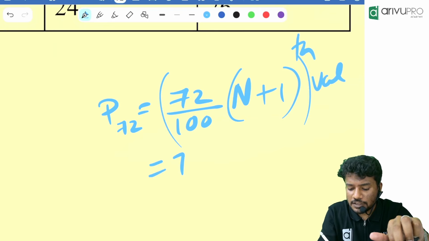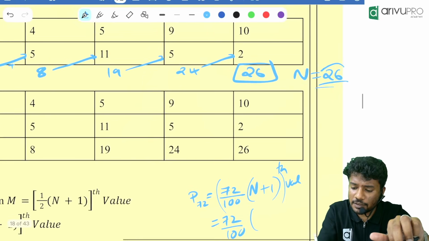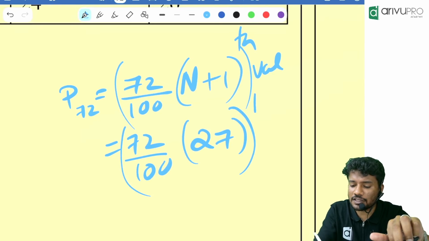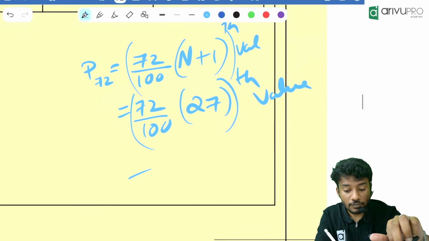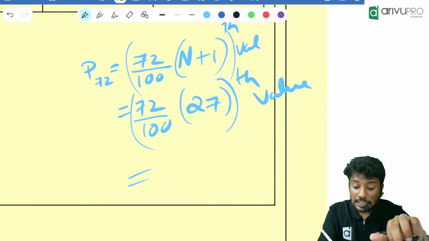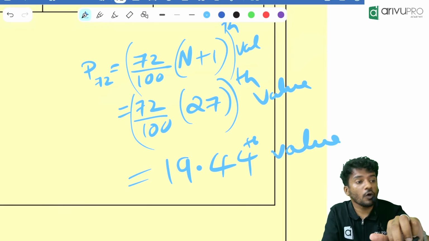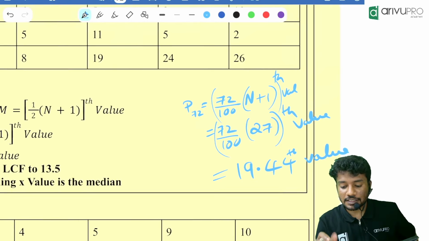Now, 72 divided by 100 into N. N is nothing but 26. 26 plus 1 is how much? 27th value. Take your calculator. How much is it? 19.44th value. Correct? Now, in order to find the percentile 72, the method is very easy.